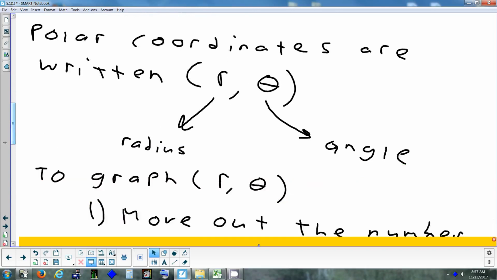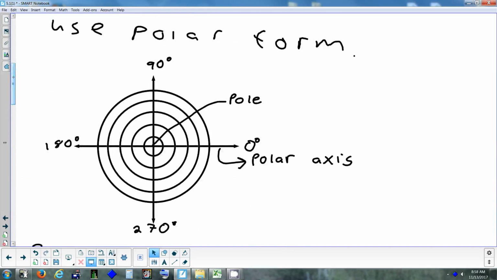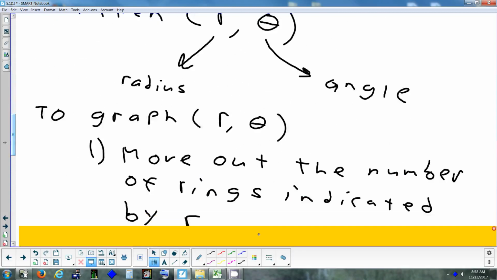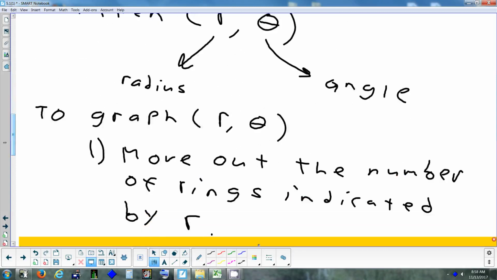All right, so there's really two things you have to look at when you want to graph a point in polar. The first thing is you look at the radius. You start at the pole, and you move out the number of circles, or rings, indicated by the radius. Just like an xy coordinate, you can move out like 1.5 rings. That would mean I would move out right there. So you can go in between the grid circles. Okay, so move out the number of rings indicated by the radius.